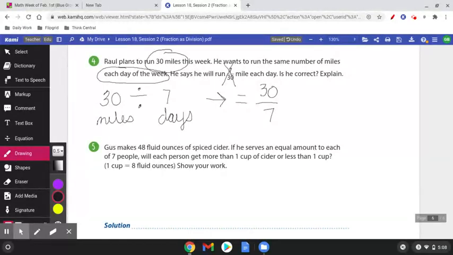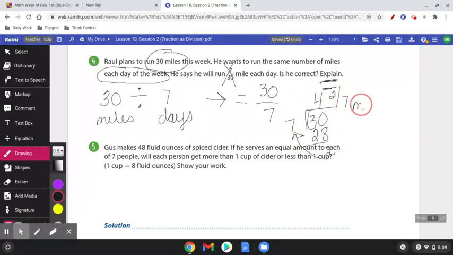So you want to explain and just say that Raul did the 7 divided by 30 instead of 30 divided by 7. So the answer would be much higher than that. If you wanted to divide that up, 30 divided by 7 fits 4 times. We have 2 out of 7 left. So it would be 4 2/7 miles per day.